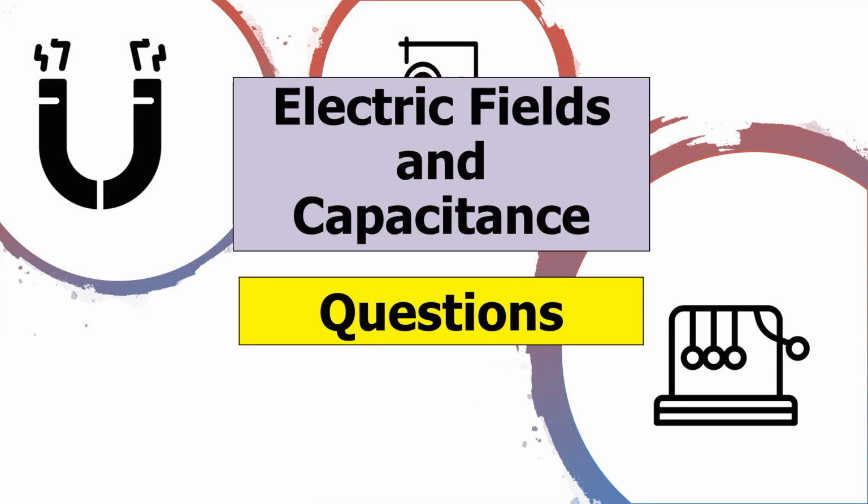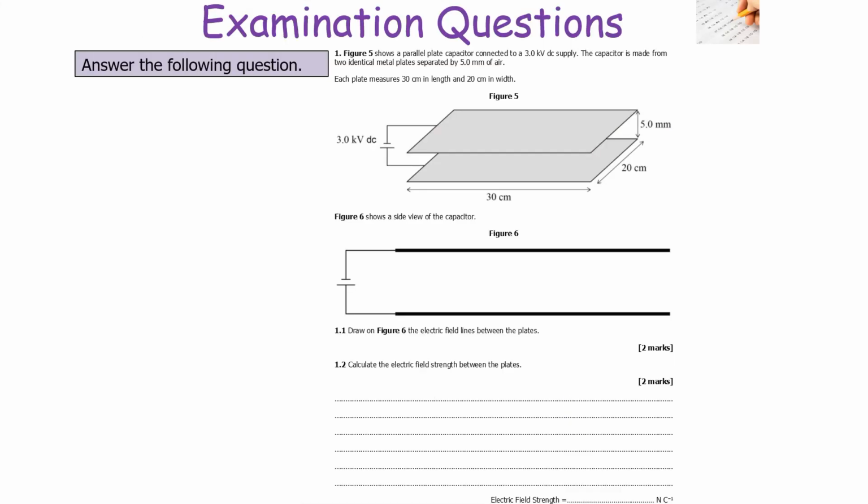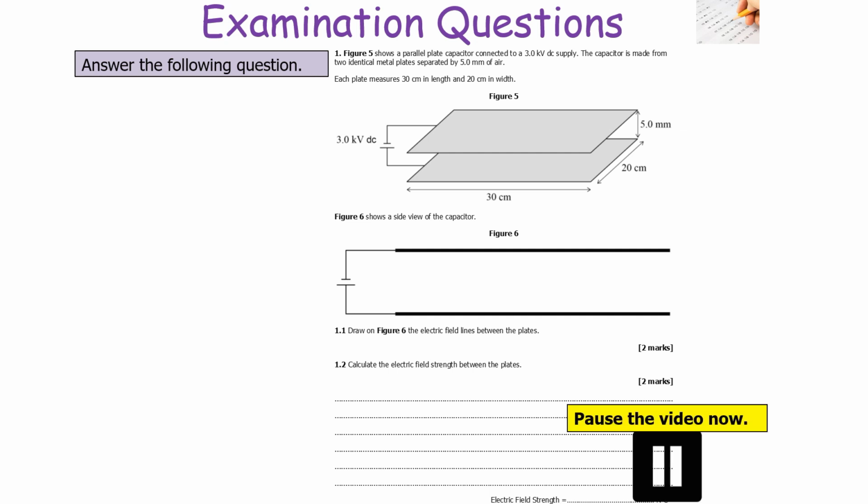Let's now have a look at a few longer questions on electrical fields and capacitance. The first question says, Figure 5 shows a parallel plate capacitor connected to a 3 kilovolt DC supply. The capacitor is made from 2 identical metal plates separated by 5 millimeters of air. Each plate measures 30 centimeters in length and 20 centimeters in width. Figure 6 shows a side view of the capacitor. Draw on Figure 6 the electrical field lines between the plates, then calculate the electrical field strength between the 2 plates. So pause the video now, then unpause the video when you want to go through your answer.